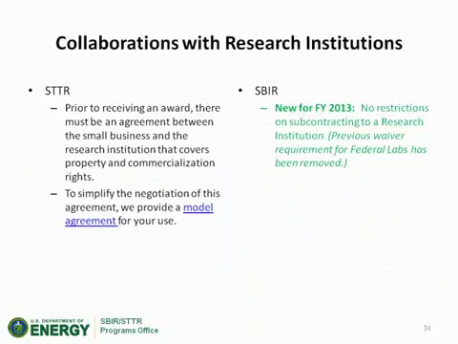For an STTR, again, as I mentioned, you must collaborate with a research institution. And one of the critical things that is required if you win an STTR award is to ensure that you've negotiated an agreement that covers the intellectual property and commercialization rights associated with IP that you're going to jointly develop. That's very important. Actually, we won't issue an award until you have an agreement in place.